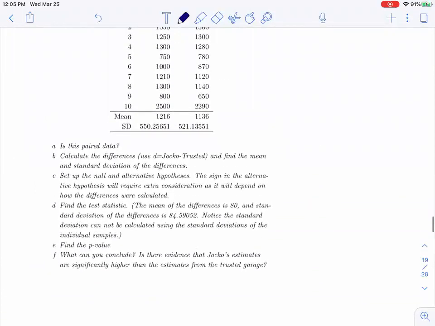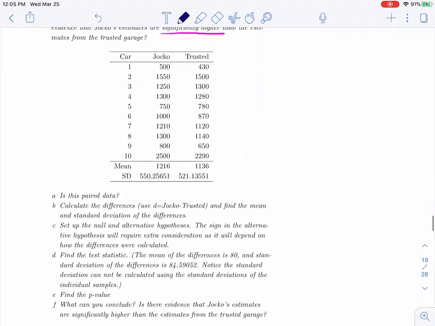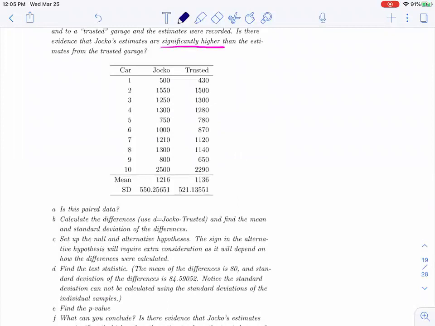We're going to calculate the differences, and we're asked to use the difference as Jocko minus the trusted. So here I'm going to find the difference: Jocko minus the trusted. Okay, here we go. 500 minus 430.